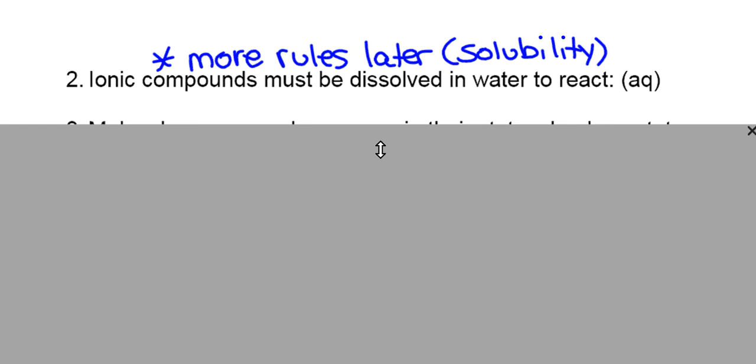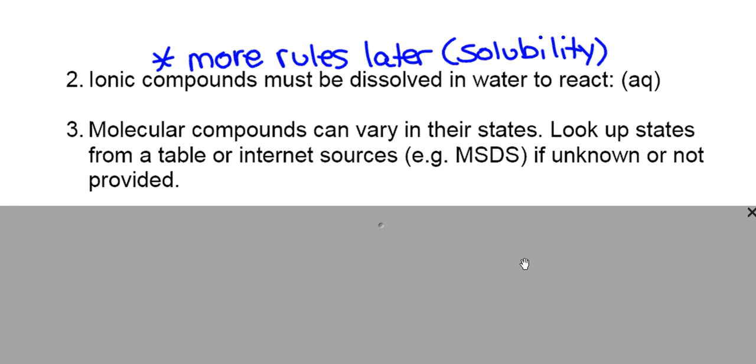Last way that you can always do, especially if it's a molecular compound that's not very common or you're not familiar with, you can look up the states from a table or internet sources, MSDS sheets. They often just abbreviate it to SDS sheets, anything like that.